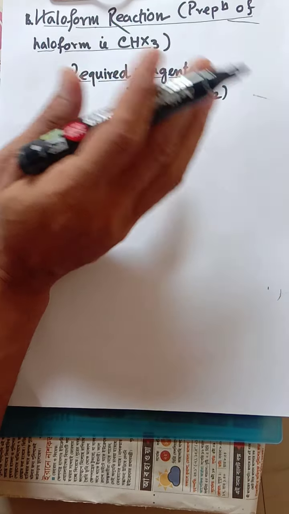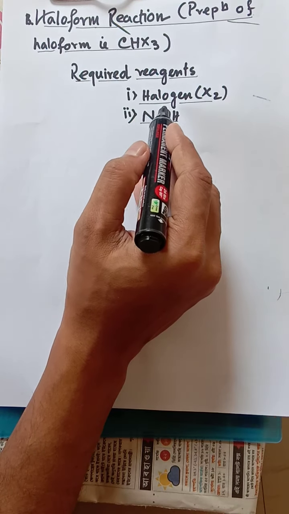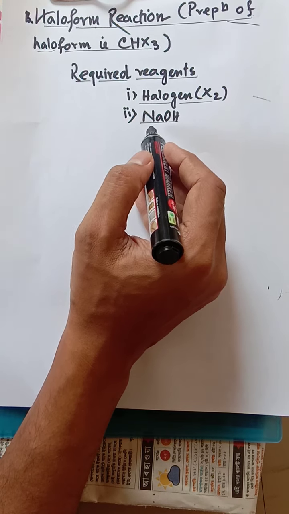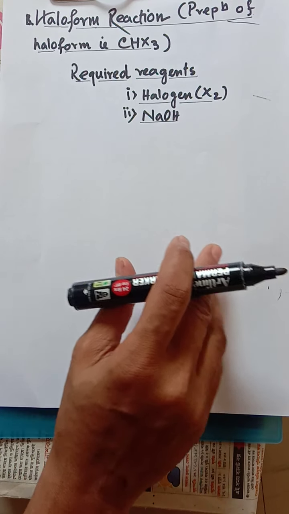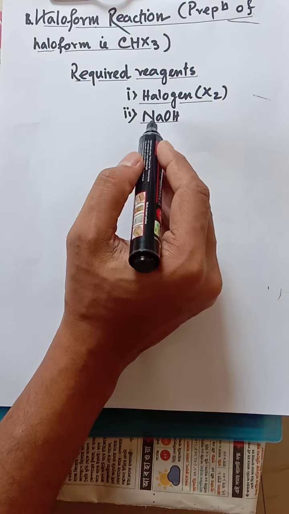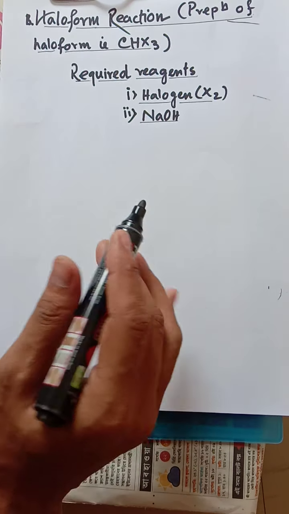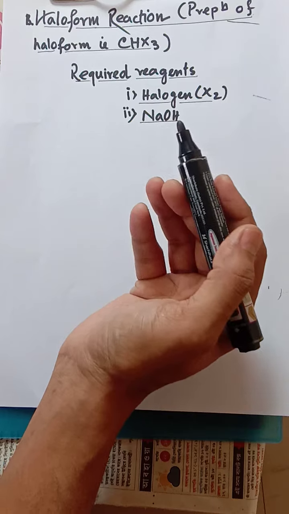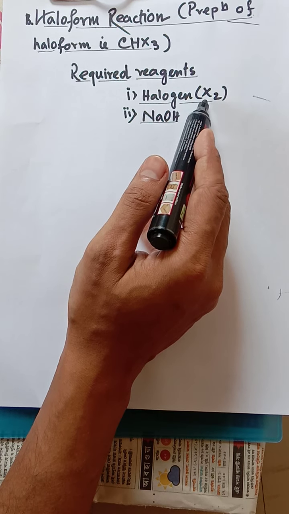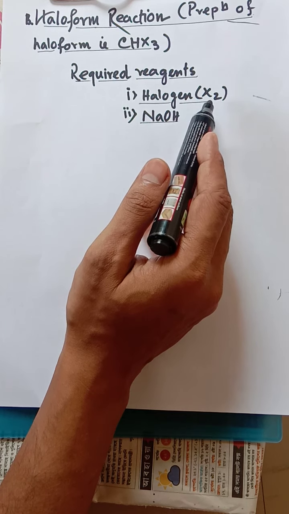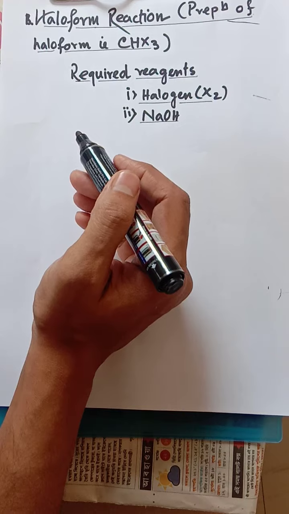So the iodoform and haloform reactions are identical, the same reagents are required: halogen along with NaOH, that means a basic, alkaline medium. Depending on the requirement, if the question asks what the iodoform reaction is, in the case of halogen we have to write I2, that means iodine. Whenever iodine is specified, the haloform reaction is known as the iodoform test.